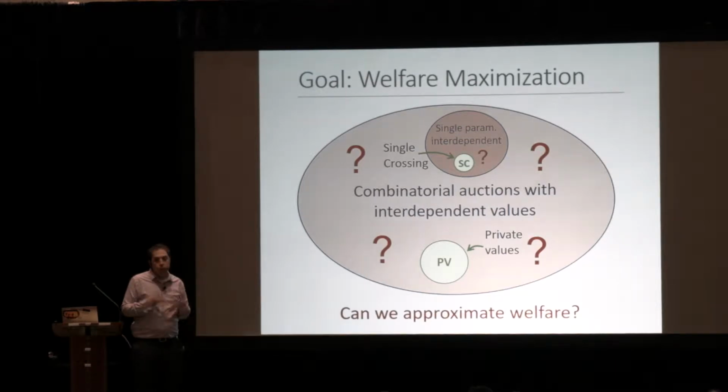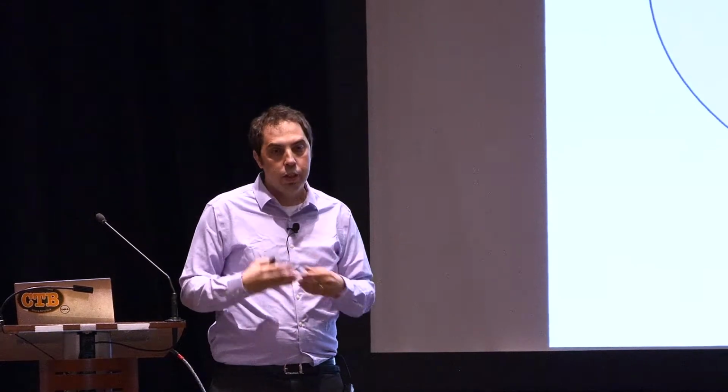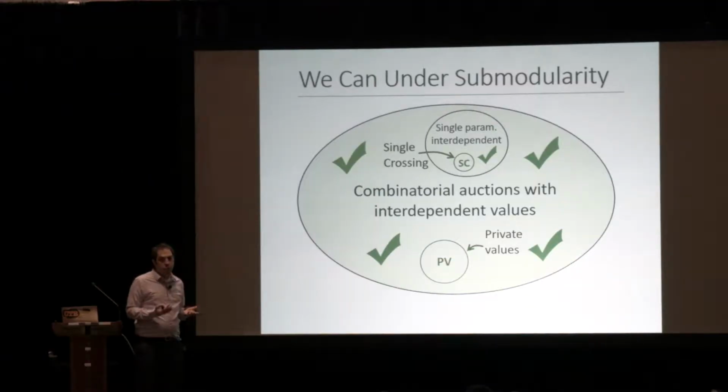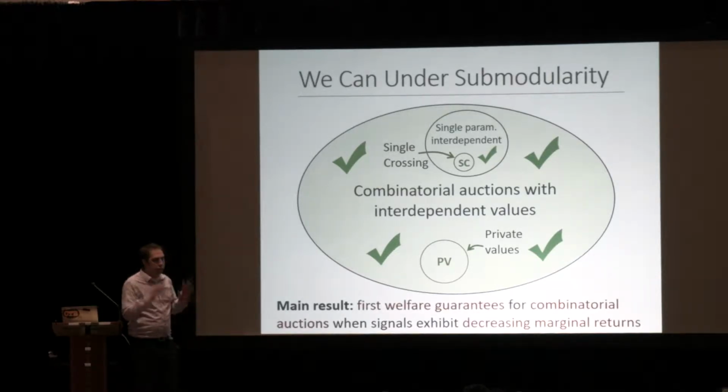And the natural question is, can we approximate welfare? I'm a computer scientist, so a natural question that arises, if we can't achieve the optimal allocation, is can we approximate it? And we answer it in a positive way under some condition. So if signals have some modularity condition, we can basically get approximation results for combinatorial auctions. The high-level statement of our main result is that we get the first welfare guarantees in the interdependent values model for the combinatorial auction setting when signals exhibit the decreasing marginal returns property.